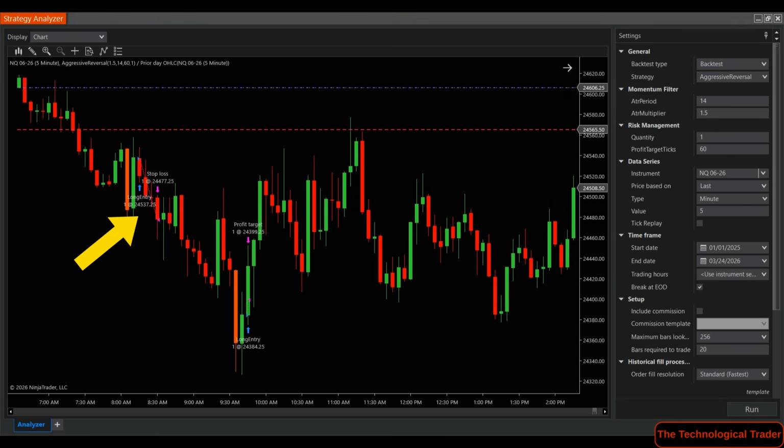But look what happens right after. The price sweeps even lower, creating a brand new, valid aggressive reversal setup. The strategy takes the new long entry, and this time, the market respects the reversal. The price shoots up, and we hit our profit target, easily recovering the previous small loss and putting us back in profit.